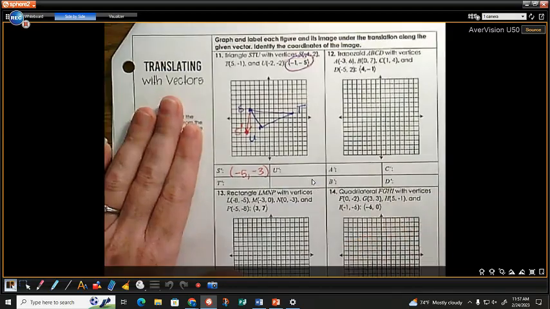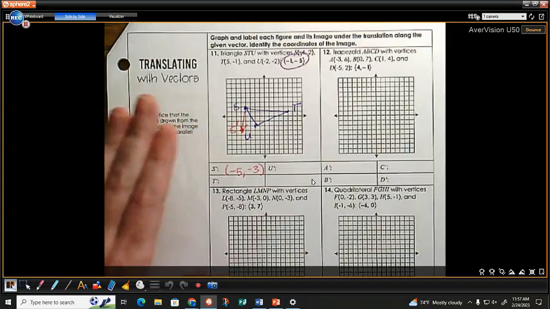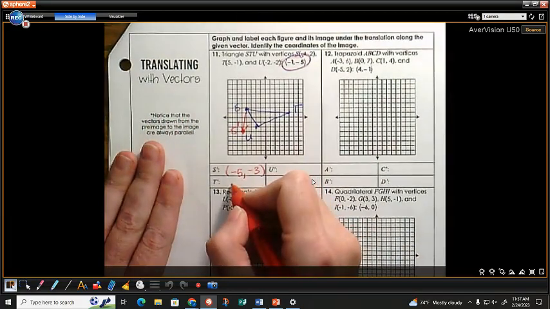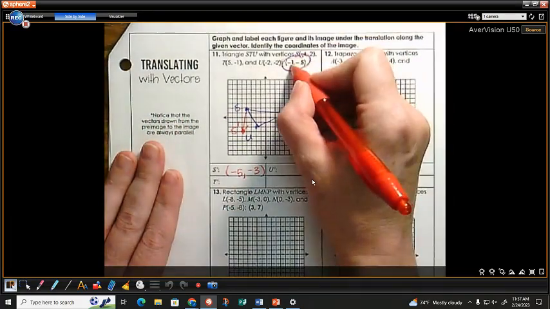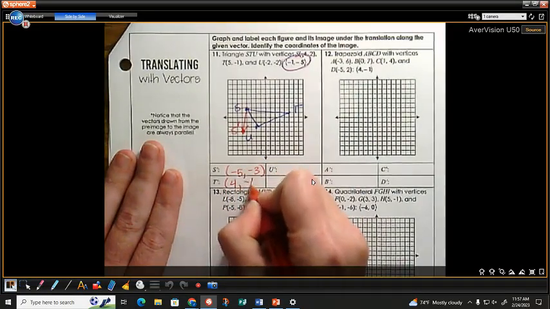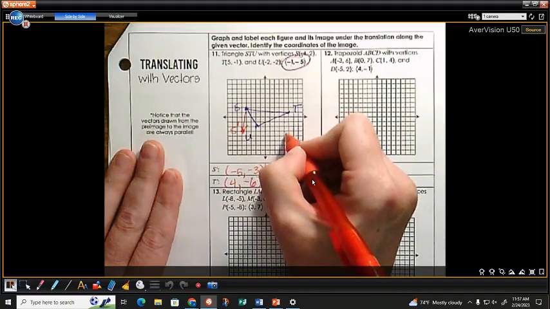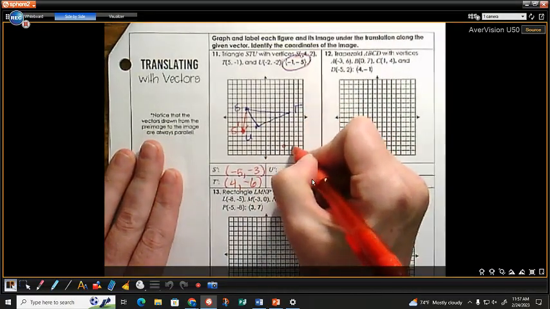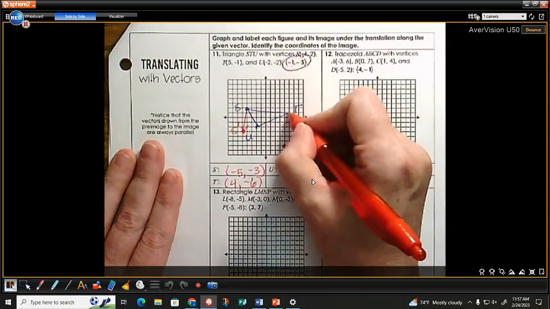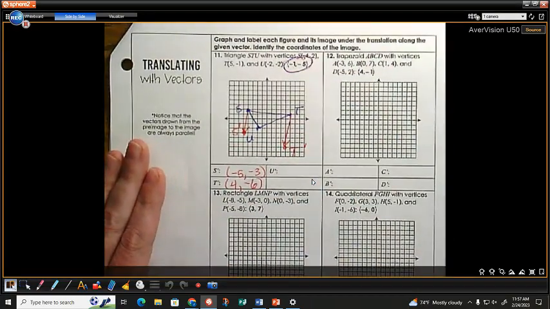Who else have we not picked on yet? Have we actually gotten everybody? I don't think I've gotten you yet. So where is T prime going to be if I go left 1 and down 5? 4, -6. Let's see, 1, 2, 3, 4, 1, 2, 3, 4, 5, 6. Should be T prime. That looks like it's left 1 and down 6. Yep. That looks like left 1 and down 5.